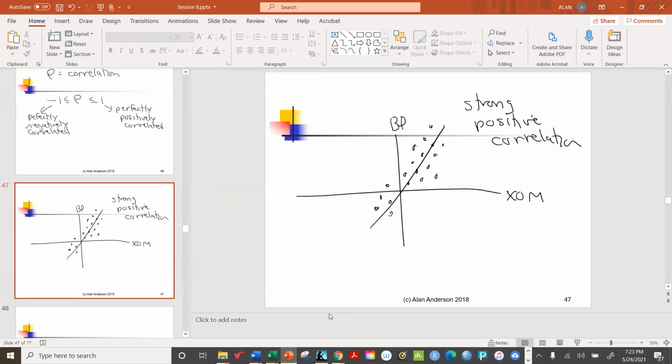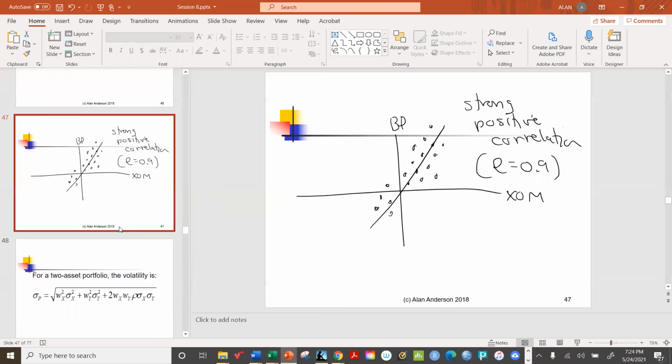Now, the points are not all directly on that line, but they're very close. Let's say the correlation here is 0.9, just to indicate that it's very, very strong. That means that almost invariably when ExxonMobil's returns go up, so do BP's and vice versa. And of course, it stands to reason because they're both oil companies. When oil prices go up, they benefit. When oil prices go down, they do not benefit.